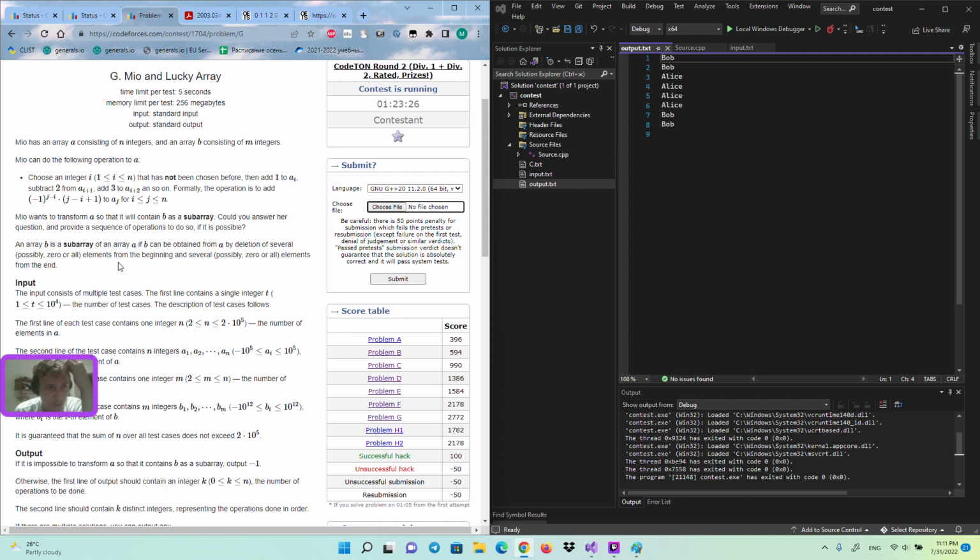Mu wants to transform A so that it will contain B as a subarray.